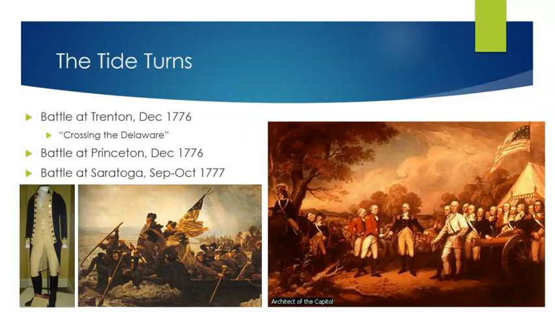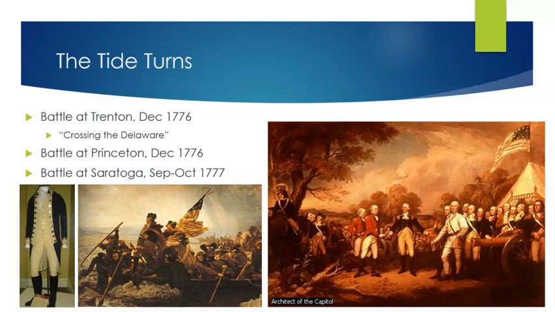Thomas Paine, hoping to inspire more to join the military effort, had written, "These are the times that try men's souls. The summer soldier and the sunshine patriot will, in this crisis, shrink from the service of his country. But he that stands it now deserves the love and thanks of man and woman. Tyranny, like hell, is not easily conquered. Yet we have this consolation with us, that the harder the conflict, the more glorious the triumph."